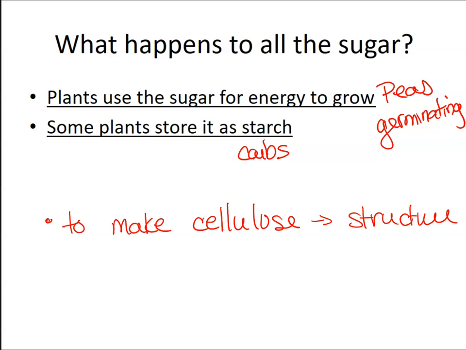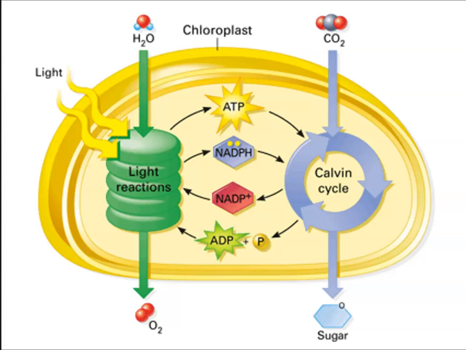And here is a diagram of the whole process. So this big yellow thing represents a chloroplast. And we have our sunlight, our water, and our carbon dioxide going into the chloroplast. And then we have a bunch of reactions that happen here. We have the light reactions because that's the part that happens with the light.